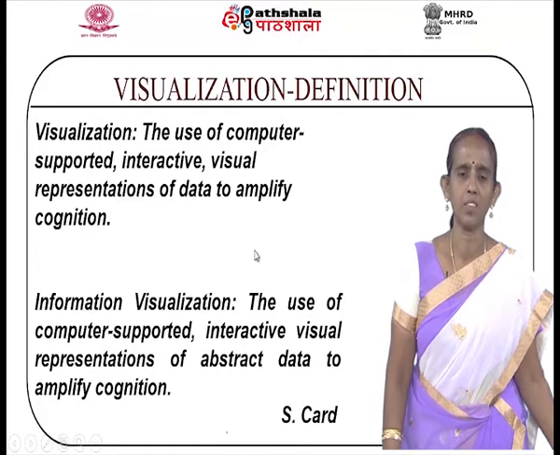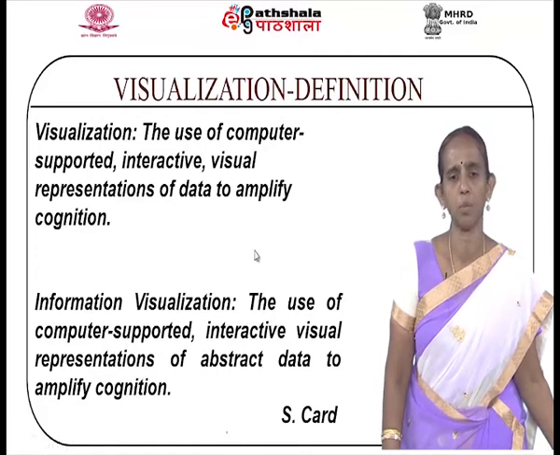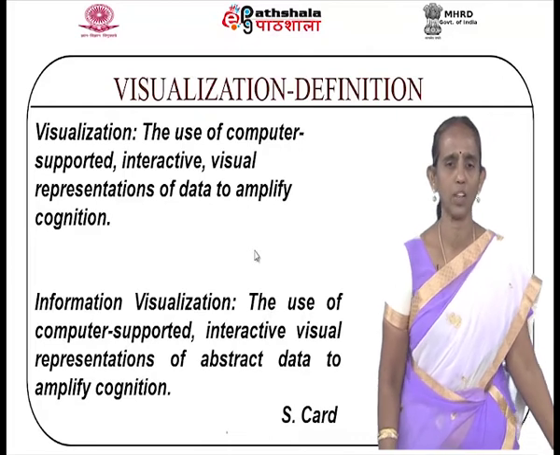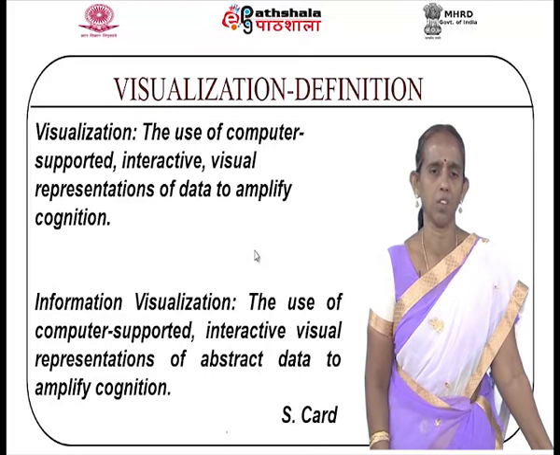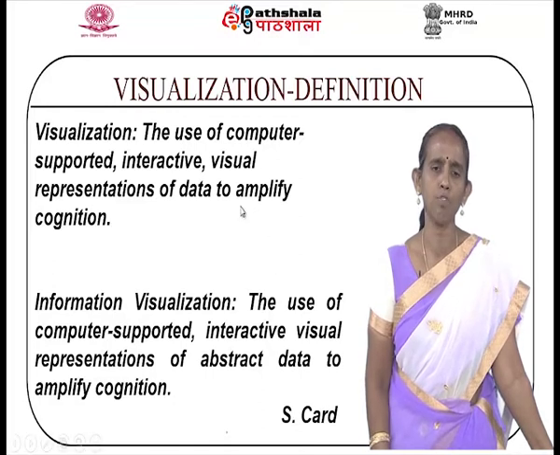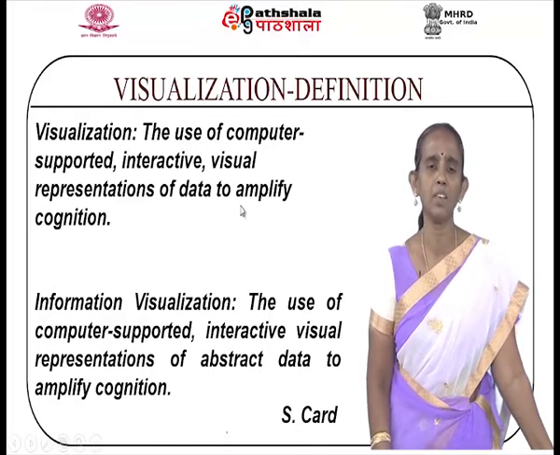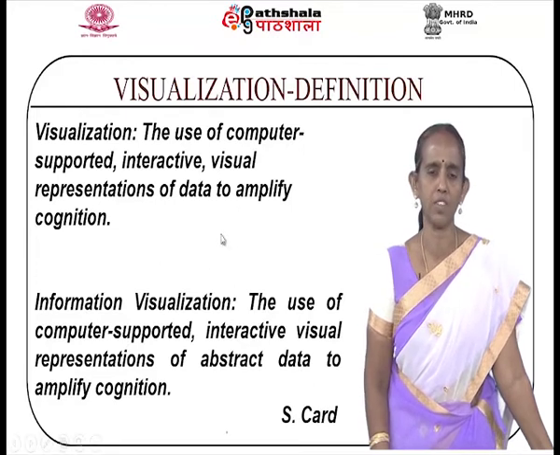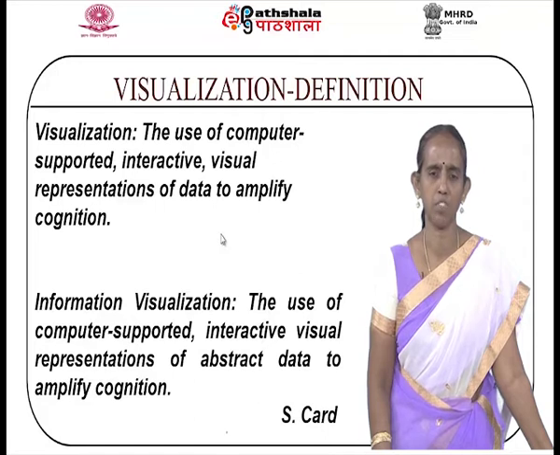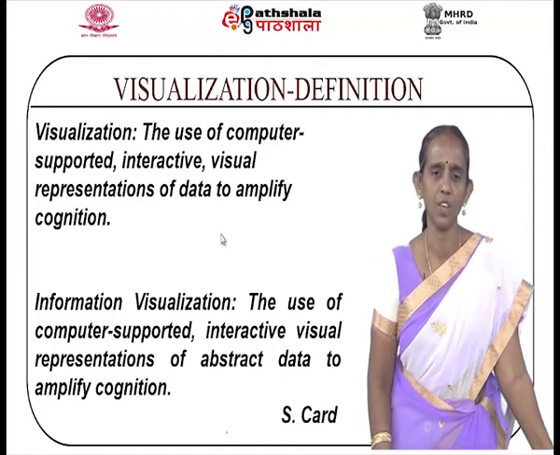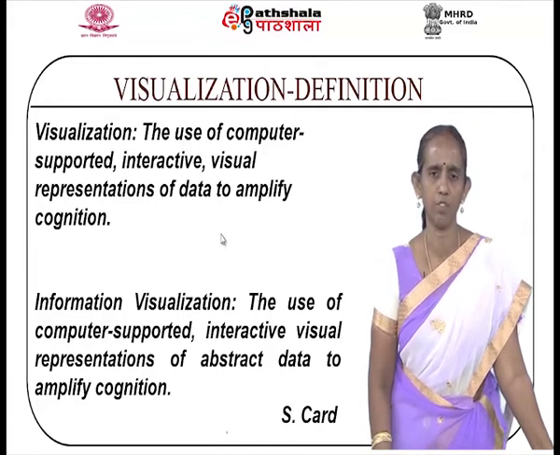So the data is in an abstract format in the case of information visualization, whereas in a normal visualization, the data is some form of numerical, scientific or experimental data in the raw format, which can be easily mapped onto a visual form. Whereas in information visualization, the data being captured is in an abstract format, and thereby it becomes very difficult for us to map the entire data onto a visual format. These are the definitions given by Card.